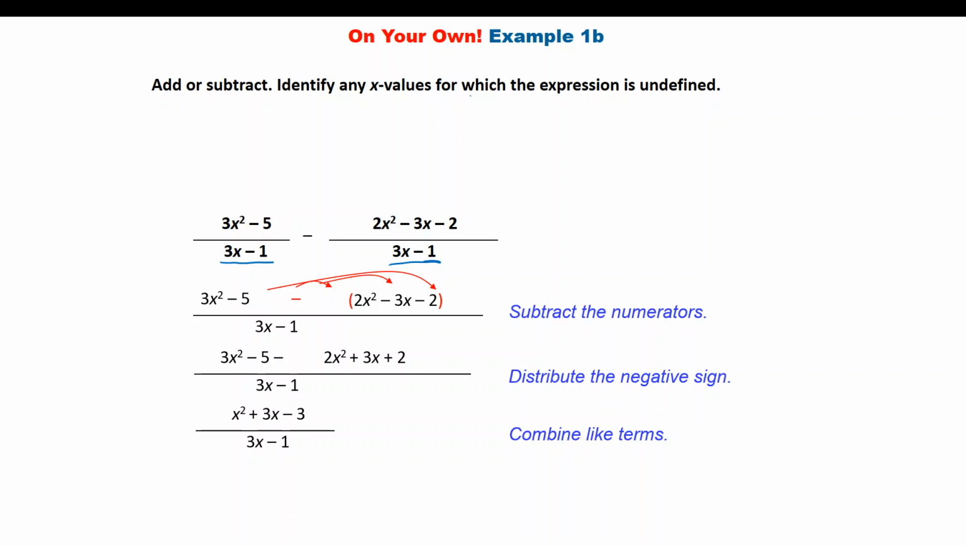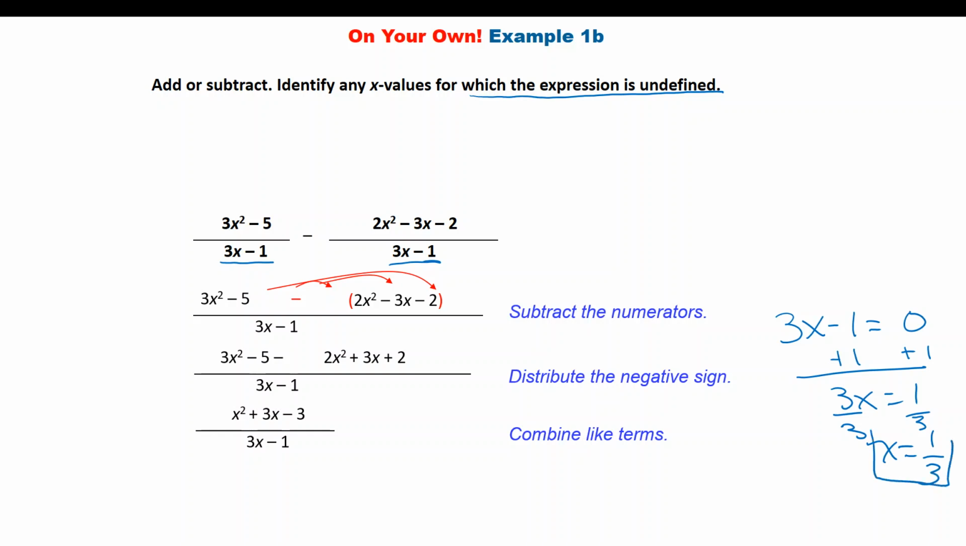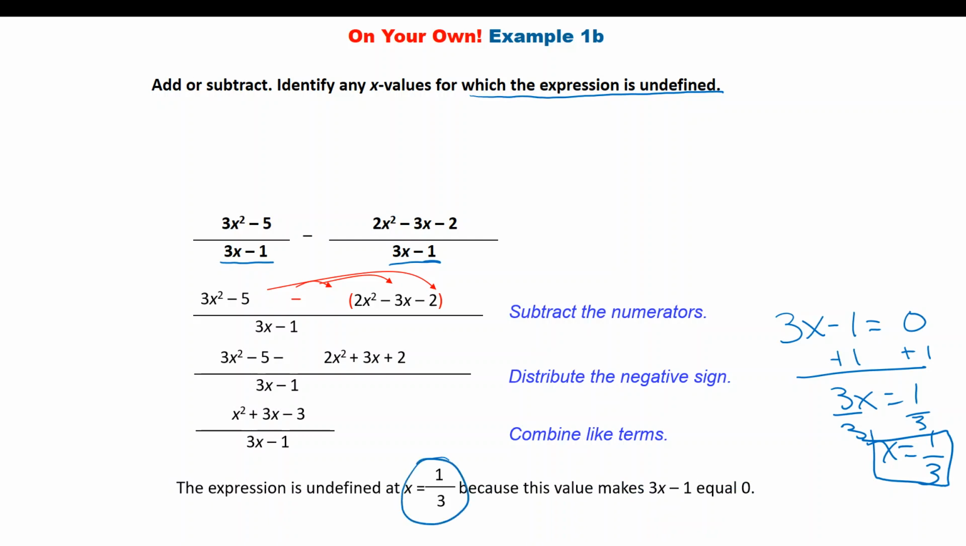Now, don't forget you have to identify the x values for which the expression is undefined. So we're going to take our 3x minus 1 equals 0, so add 1 to both sides. We have 3x equals 1. Divide both sides by 3, so x equals 1 over 3. All right, so that is when our expression is undefined. So the expression is undefined at x equals 1 over 3.